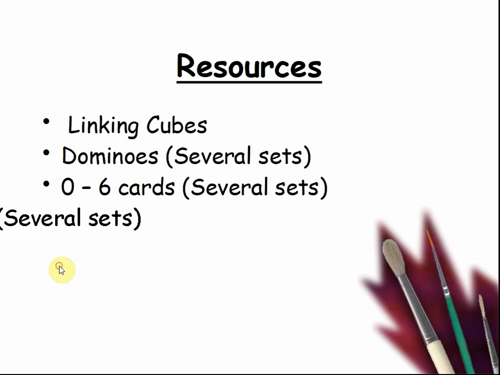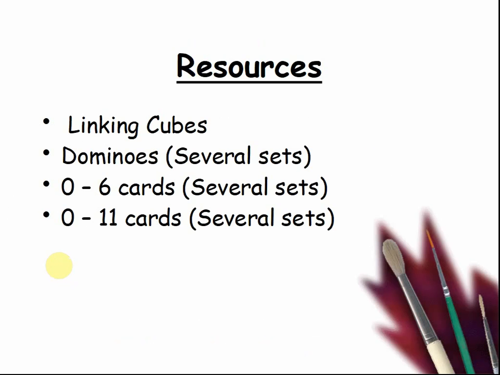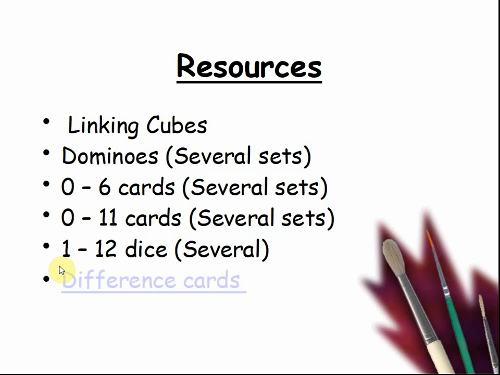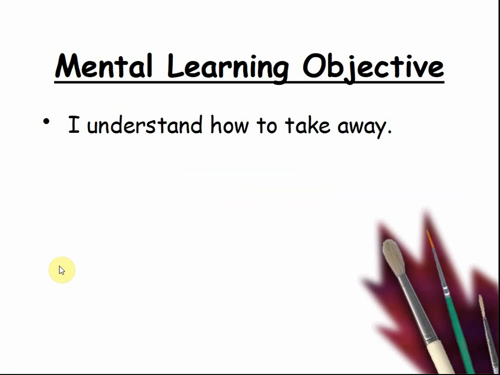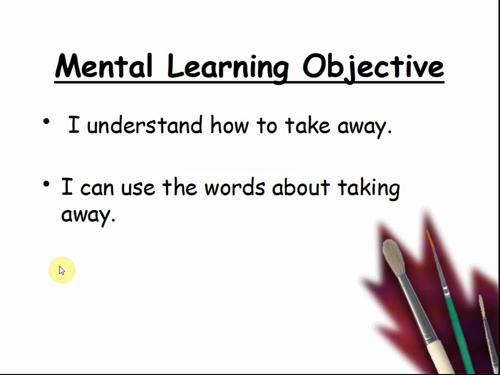0 to 6 cards, several sets for that too, 0 to 11 cards, several sets of them as well, 1 to 12 dice, several, and the different cards that you can see at the end of this video. Mental learning objective. I understand how to take away. I can use the words about taking away.